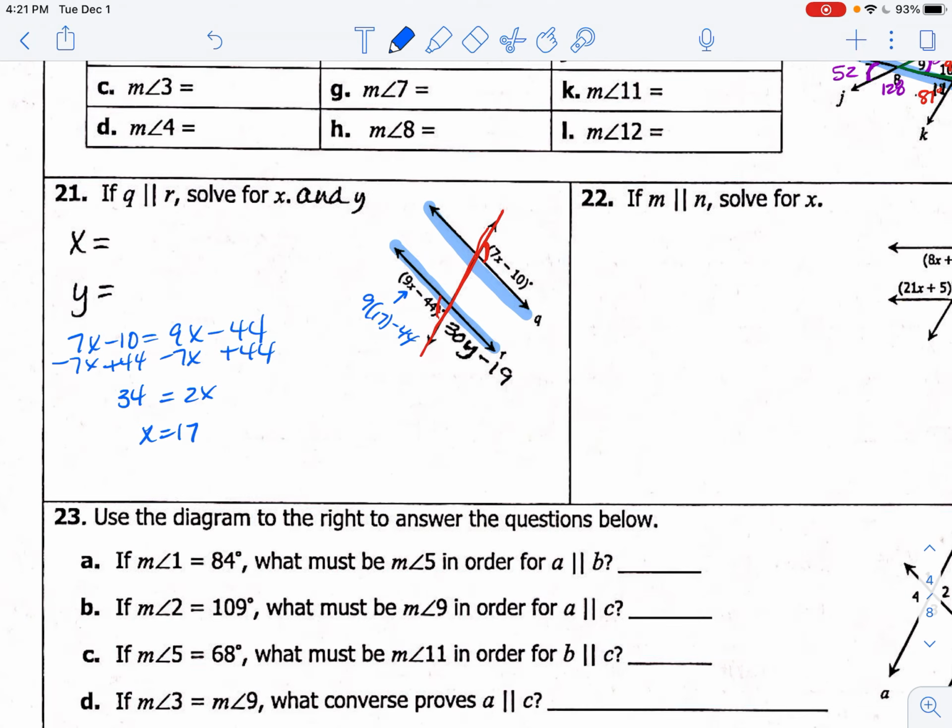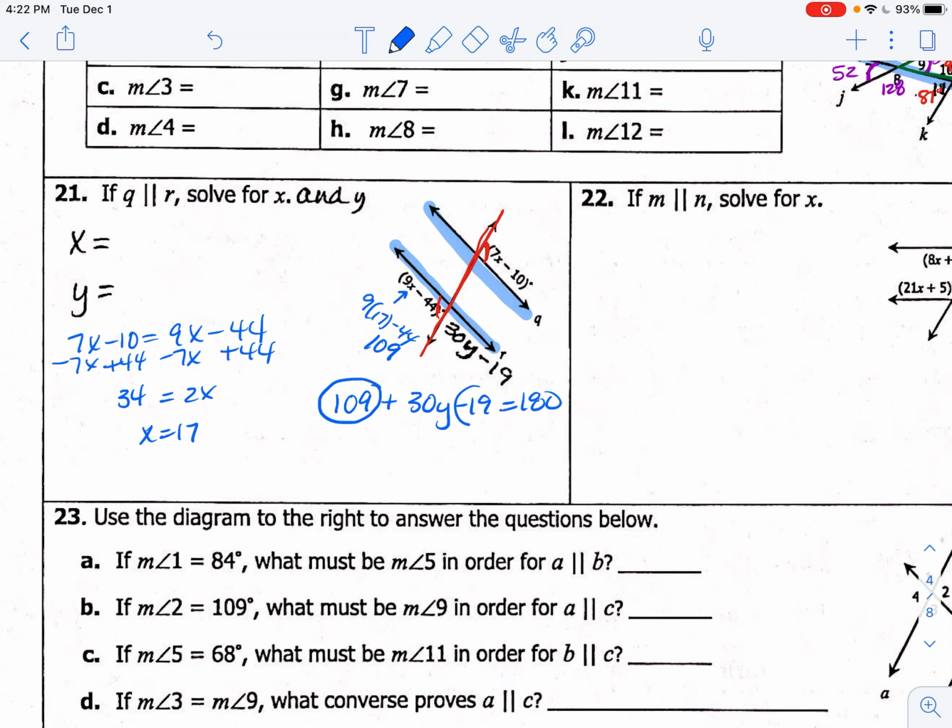So 9 times 17 minus 44, this angle is 109. It is going to be supplementary with the 30y minus 19. That means they're going to add to 180 because they're on a straight line here. Okay, let's solve for y.